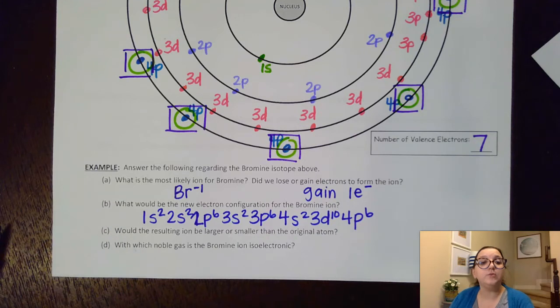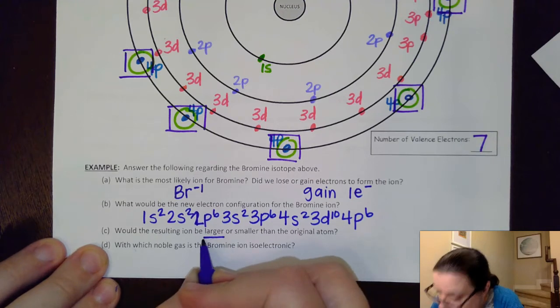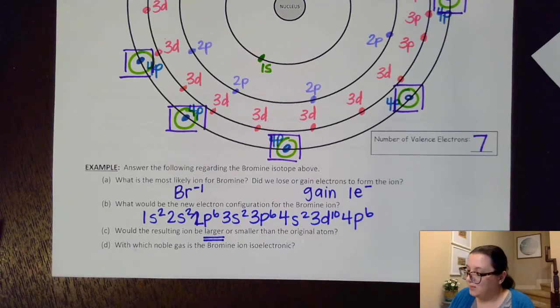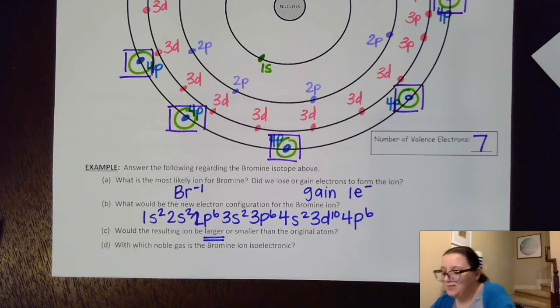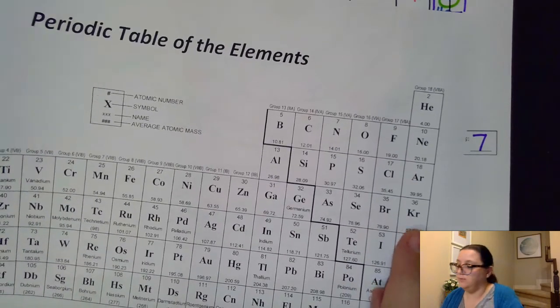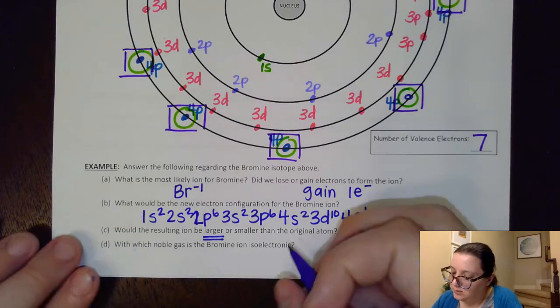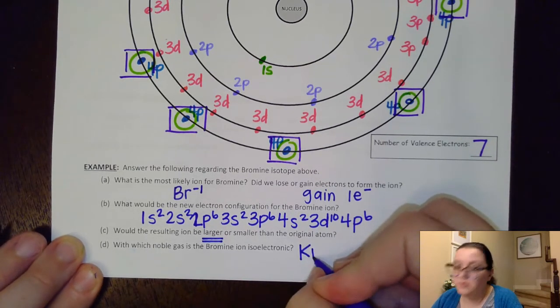And next ask, would the resulting ion be larger or smaller than the original atom? Well, we've gained an additional electron, so we've gained some repulsions. Remember, negatives don't like to hang out with other negatives. They push out from each other. And so that will cause our resulting ion to be larger than what we started. And finally, it asks, with which noble gas is the bromine ion isoelectronic? Well, when we gain that one more electron, we end up having the same exact electron configuration as the next element, which was krypton. So we end up being isoelectronic here with krypton.